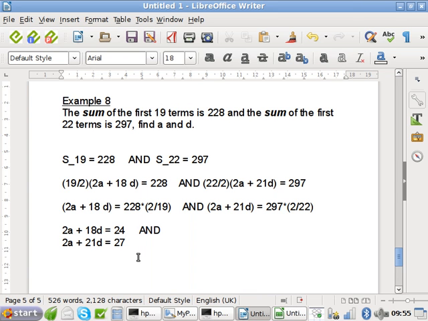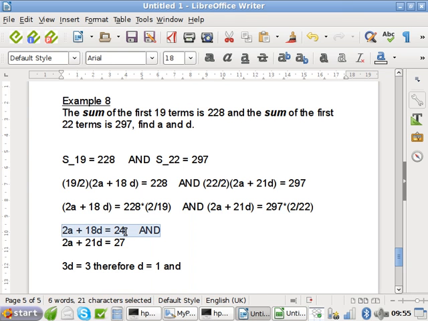Elimination. So the second minus the first. So 2a minus 2a, gone. 21d minus 18d, 3d. And 27 minus 24, 3. So therefore, d equals 1. And I can get the a if I sub it back into here. A will be 24. A is 3? Yeah, A is 3. If I just sub it into, say, this one, for example, I can get the A.